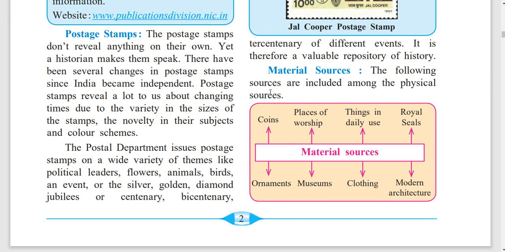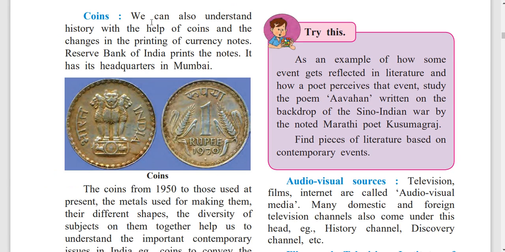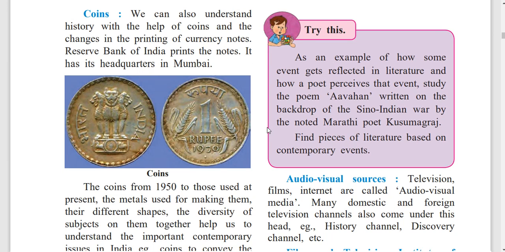Material sources. The following sources are included among the physical sources. Material sources are coins, ornaments, places of worship, museums, things in daily use, clothing, royal seals, modern architecture. Coins. We can also understand history with the help of coins and the changes in the printing of currency notes. Reserve Bank of India prints the notes. It has its headquarters in Mumbai.